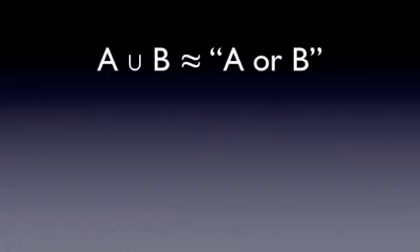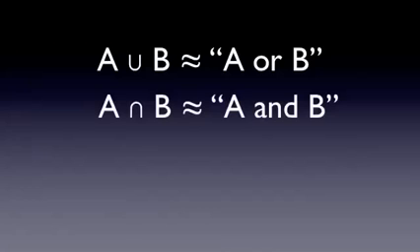The union of A and B can be described as the set of values that are contained in set A or B, and the intersection of A and B can be described as the set of values that are contained by both A and B.